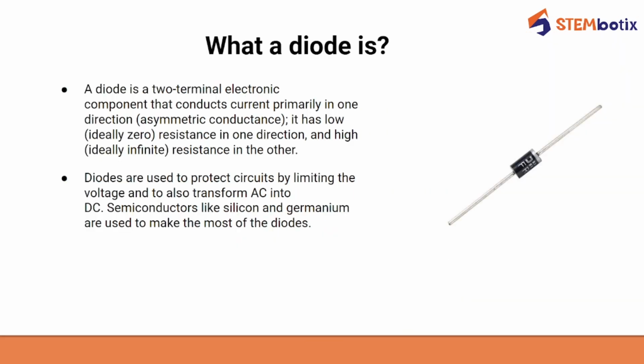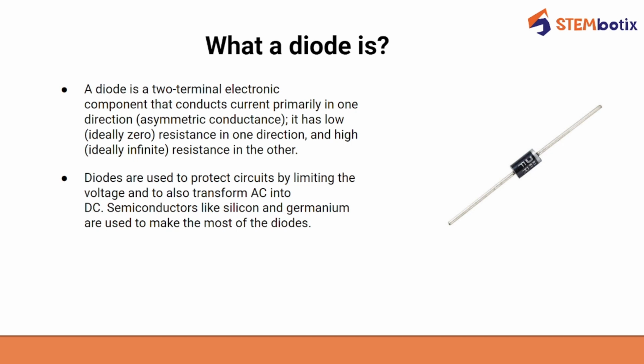So, let's see the definition of a diode, that is, what a diode is. This is how a diode looks in real life. This is an image representation of a diode. A diode is a two-terminal electronic component that conducts current primarily in one direction.